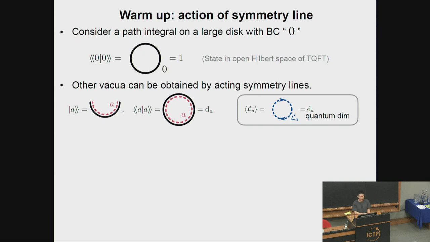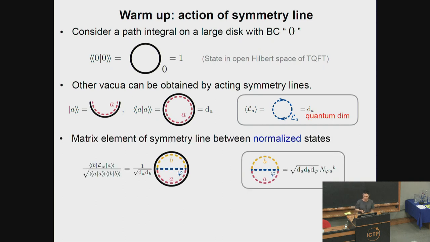Now, as I said, other vacua can be obtained by acting with symmetry lines on this vacuum. So if you want to study the state or norm of the other vacua, I just need to act with this line here. This defines the state, and then this defines the norm. However, these other vacua are not correctly normalized, precisely because the expectation value of this circular line is not one, but proportional to what's called the quantum dimension. So if you want the normalized state, you need to divide by the square root of this quantum dimension.